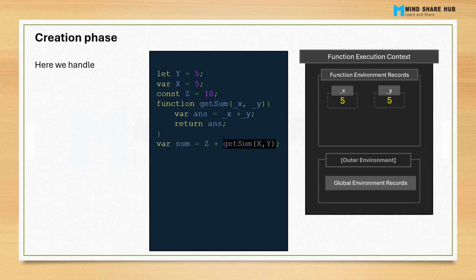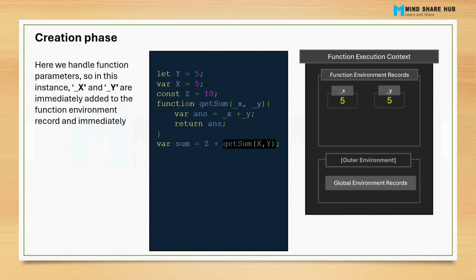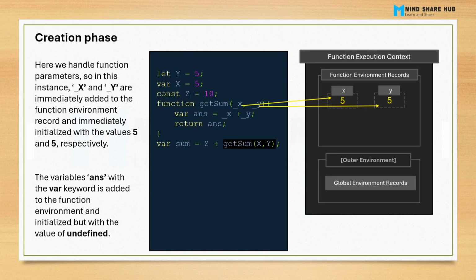Here we handle function parameters. So in this instance, _x and _y are immediately added to the function environment record and immediately initialized with the values 5 and 5, respectively. The variable ans, declared with the var keyword, is added to the function environment and initialized, but with the value of undefined.